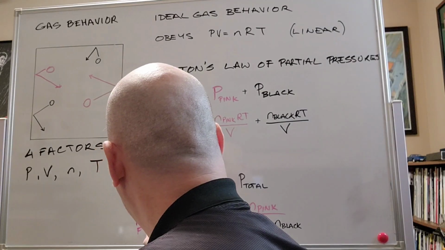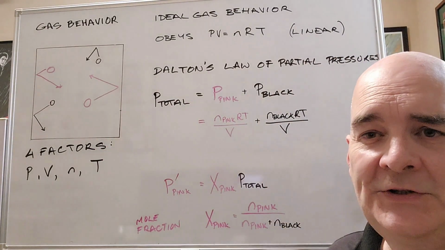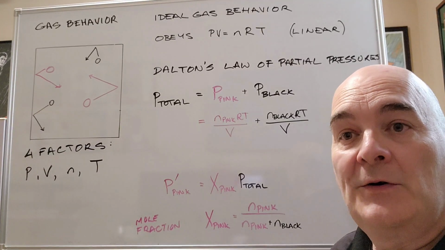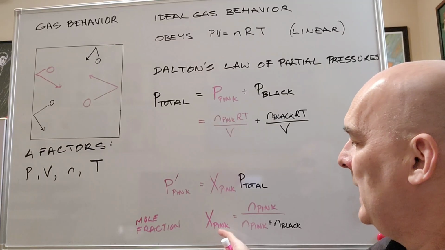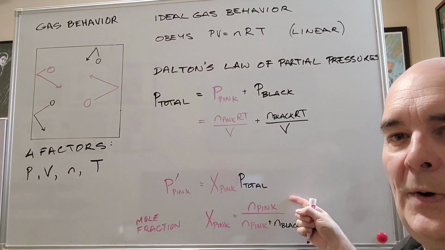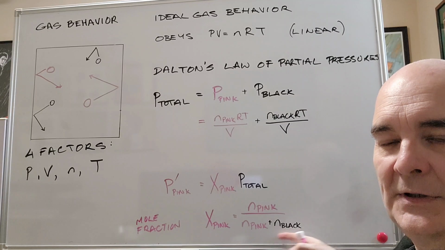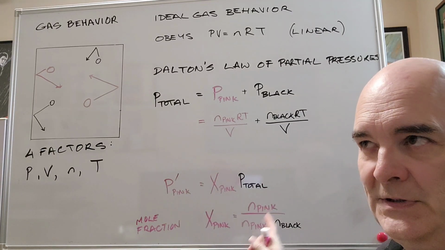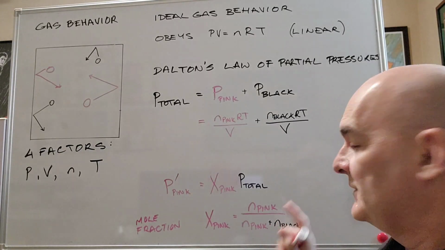Mole fraction is just like a percentage, only instead of being out of 100, it's just out of 1.00. Okay, so the mole fraction of the pink particles is the number of pink particles divided by the total number of particles. And because we only have two different types of particle in this particular question, that's the number of pink plus the number of black.